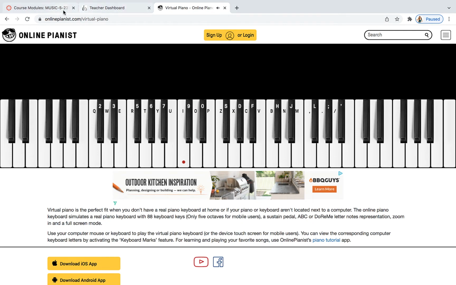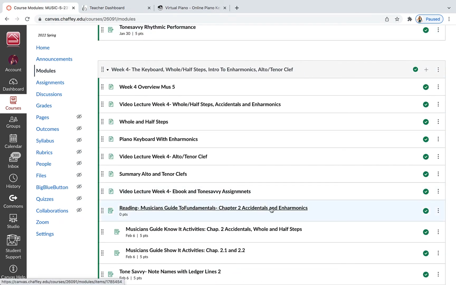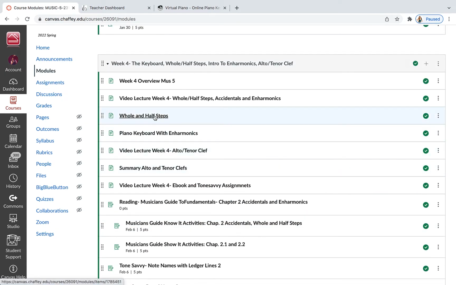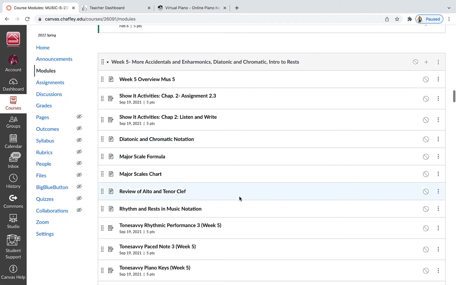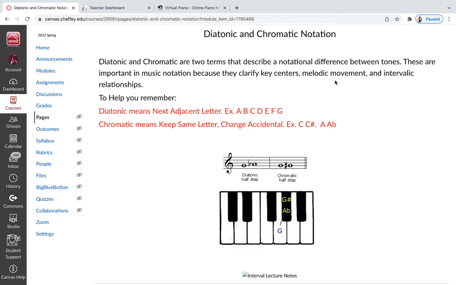See? And I've got it up here. So this is this week's chart. And here's diatonic or chromatic, all right? So they're important, and I wrote here because they clarify key centers, melodic movement, and intervallic relationships, the distances. So diatonic is the next adjacent letter, so letters just move up or down by letters, all right? Chromatic, we're going to keep the same letter, change the accidental.